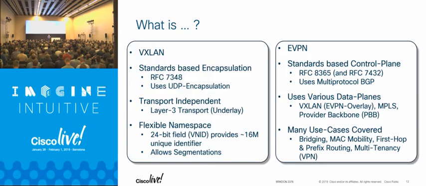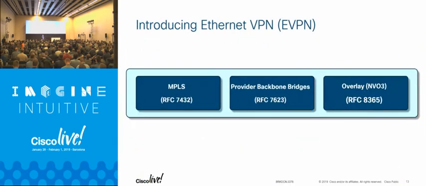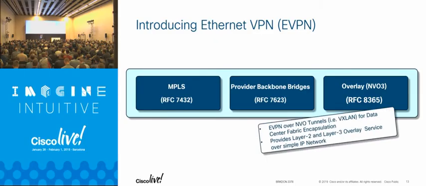So when you look at some of the standards-related work which is happening, you really have to be careful on what kind of control plane you're actually looking at, because there are 3 distinct variations for EVPN depending on the data plane, which is MPLS, provider backbone bridging, or overlays VXLAN as in NVO3. And this is what we're going to talk about.